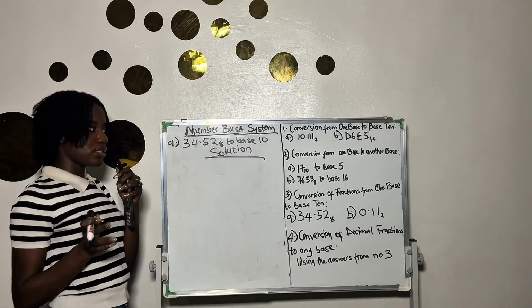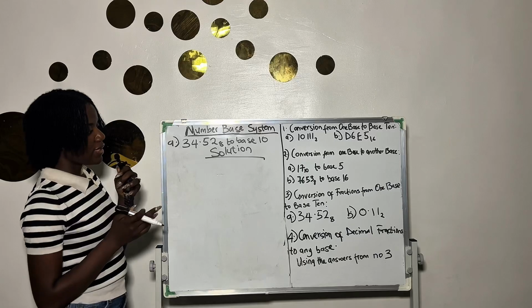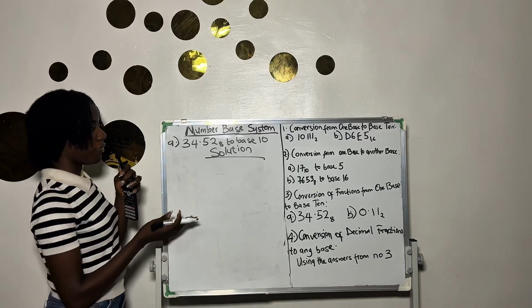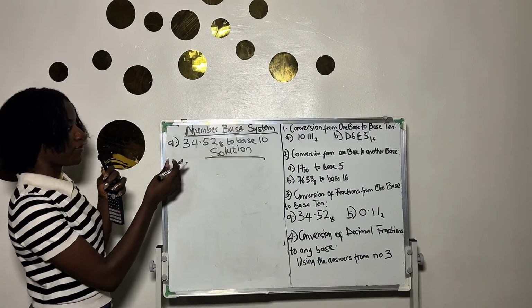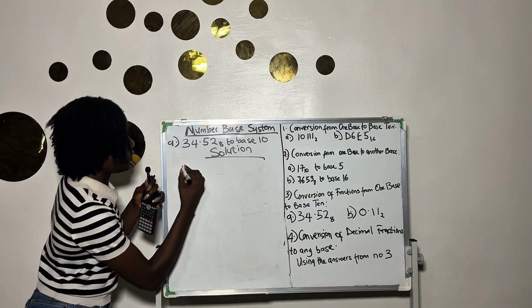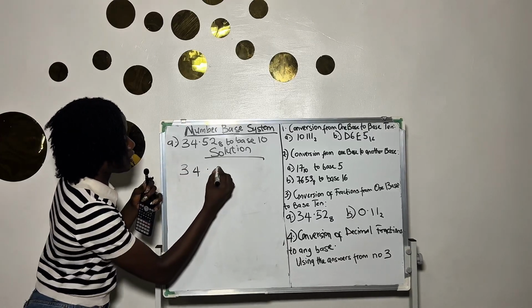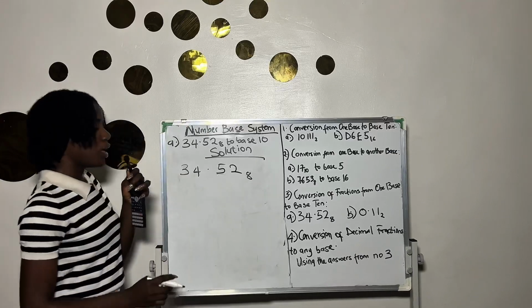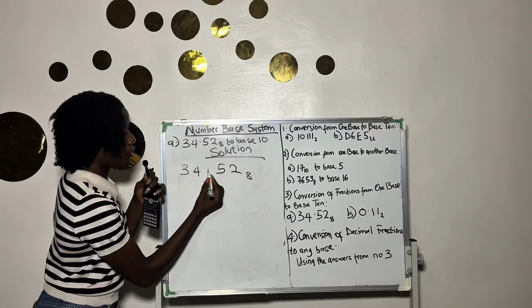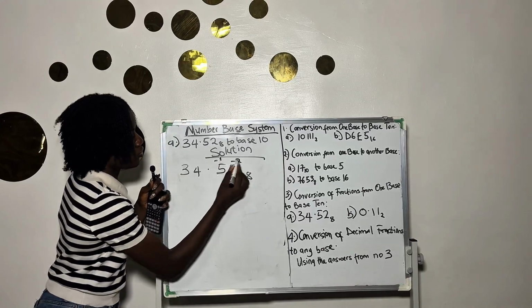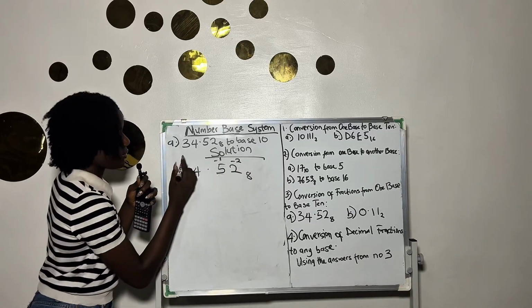Let's go to the next chapter, converting fractions from one base to base 10. The first example, we're converting 34.52 base 8 to base 10. Now let's put the place values. From this decimal, we have what? Minus 1, minus 2. After the decimal, we have what?